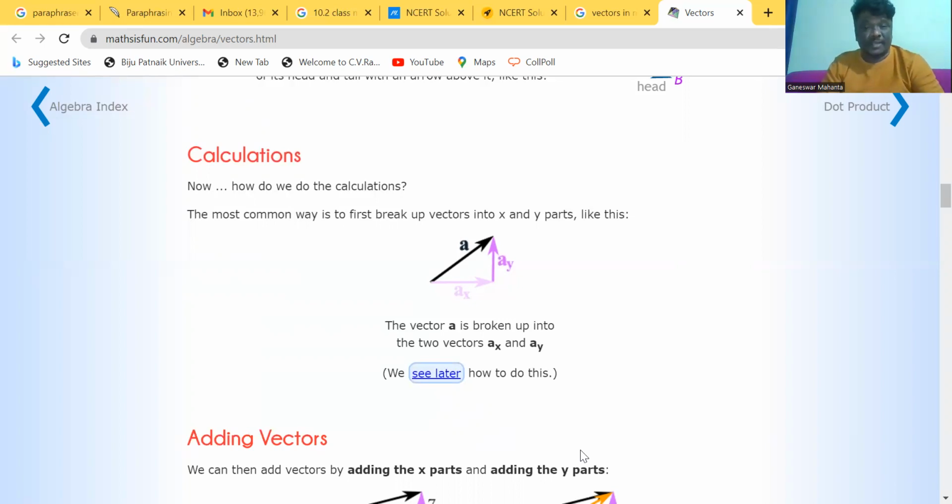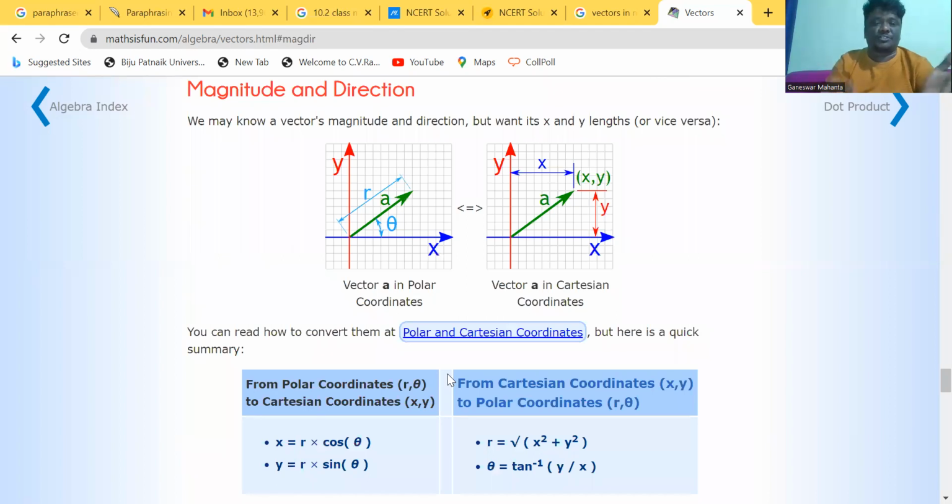Vector A is broken into two vectors, that is the AX and AY vectors. You can see the magnitude and direction of the AX vector and AY vector we have seen here. But we want to see X and Y, represented here as the X-axis and the Y-axis. This is the A vector, and this is the resultant vector.